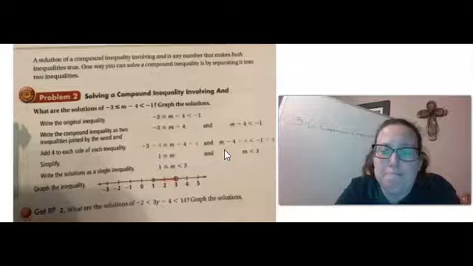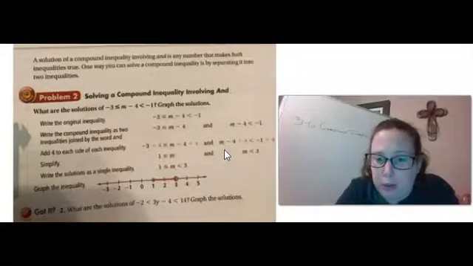Both of the inequalities have to be met in order for this to be a solution to our inequality.